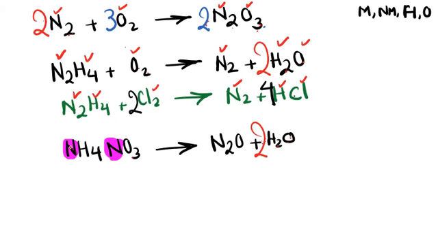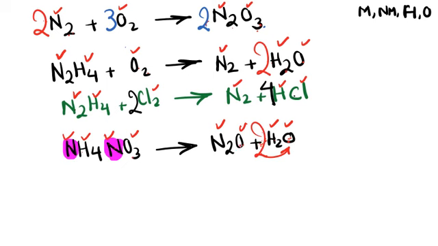Double check again. Number of nitrogen, 2, 2. Number of hydrogen, 4. 2 times 2, 4. And number of oxygen, 3. 1 plus 2. We have 3.